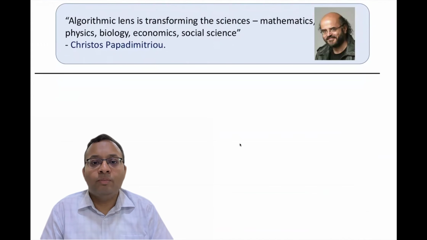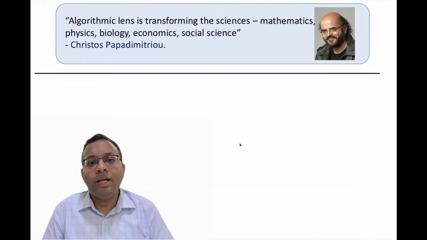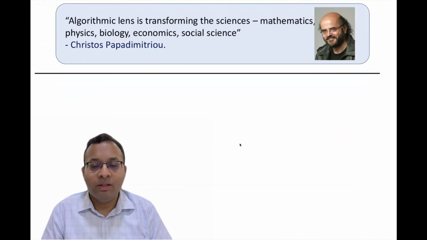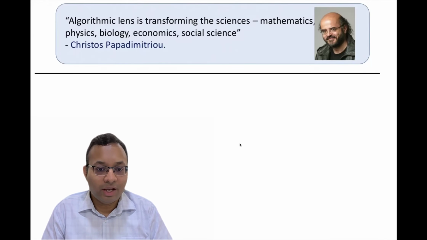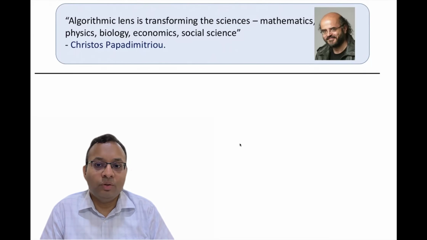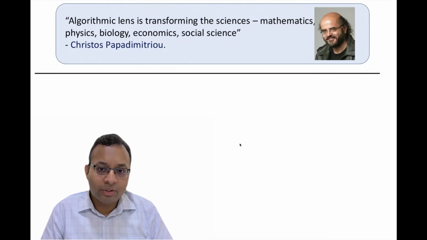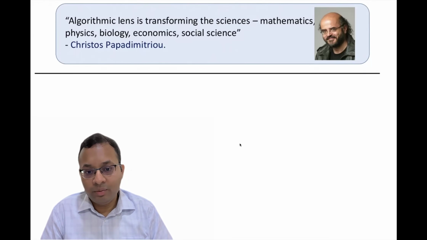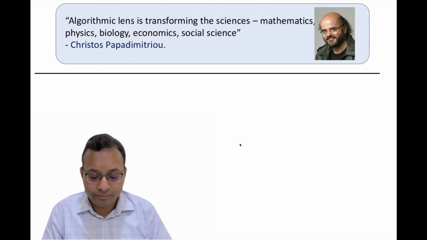This is a quote by Professor Christos Papadimitriou that the algorithmic lens is transforming the sciences: mathematics, physics, biology, economics, social science, and so on. Think of last year's physics and chemistry Nobel Prizes. They were won by computer scientists. Next class, we'll talk about the stable matching algorithm, again a Nobel Prize winning algorithm in economics. Biology has computational biology questions, and in sociology there are many computational questions in social networks, for example. All these questions are now looked at from an algorithmic viewpoint, and algorithmic thinking is transforming all these areas.